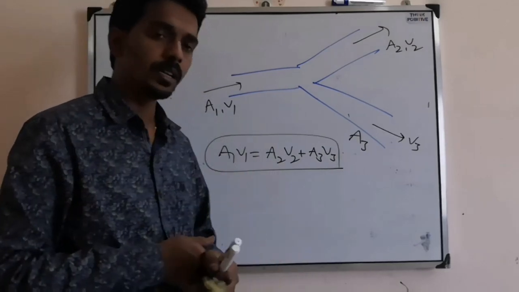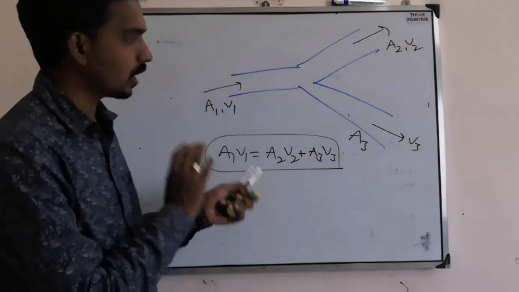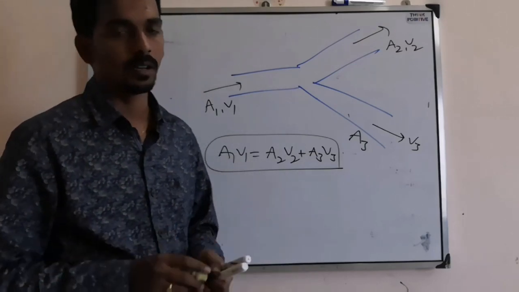Fluid flow means what? A into V, area into velocity. So this is also another important model question.